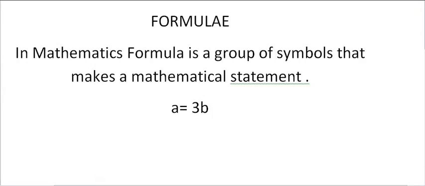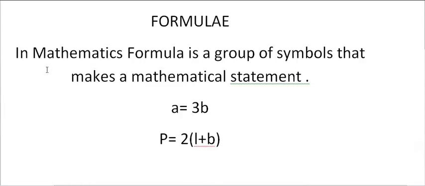Formula for finding the perimeter of a rectangle is equal to twice into length plus breadth. This is again a formula.